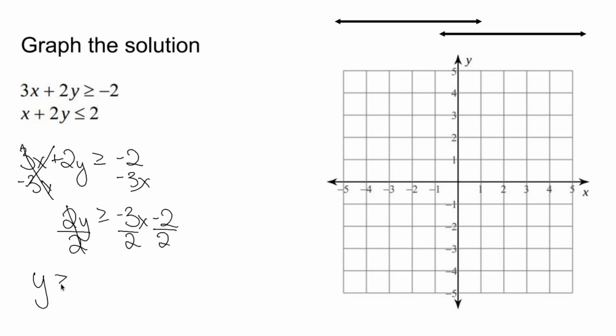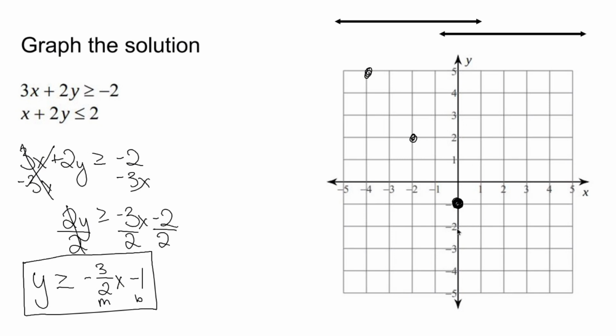So y is greater than or equal to -3 over 2x. -2 over +2 is going to be -1. That's my first equation. So my slope is -3 over 2, and my y-intercept is -1. Start out at -1. And then since this is a negative slope, we're going to go up 1, 2, 3, left 1, 2, up 1, 2, 3, left 1, 2, and put dots until you can't anymore. I can also go down 1, 2, 3, right 1, 2.